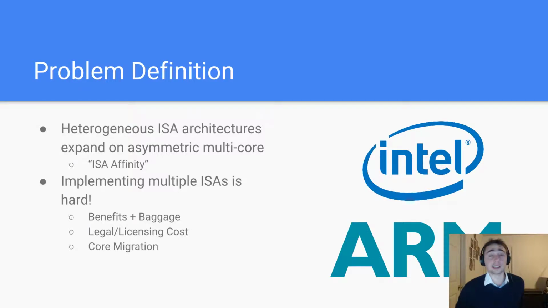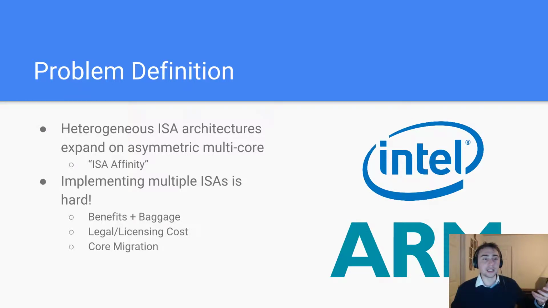Then we also have the legal and licensing costs. If you're just dealing with one vendor, it can be a hassle sometimes, but imagine having to deal with Intel and ARM and the fact that you're using both of their IP on a single chip. It might get a little bit hairy. And then there's also the cost of core migration. If you have different cores running different ISAs, it becomes tricky because all the state inside the ARM core will be completely disjoint from all the state inside an Intel core. So if you needed to migrate a task from one core to another, that's non-trivial. They're running completely different instructions.